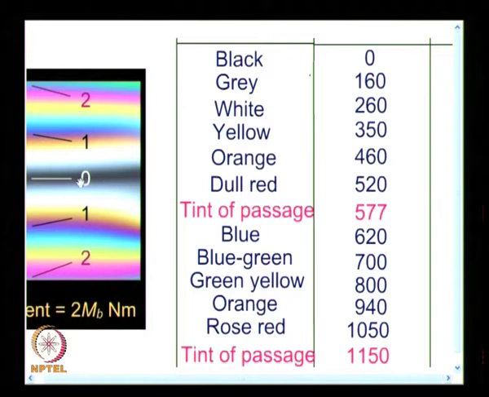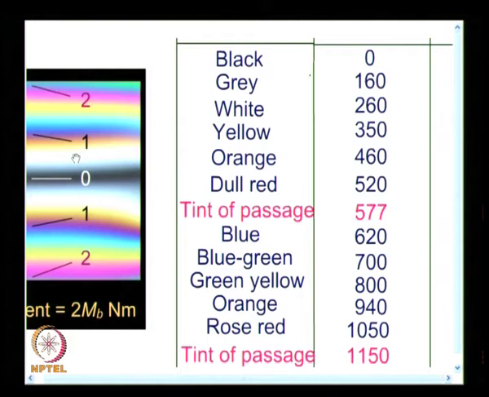From 0 to 1 you have a color sequence like this, and from 1 to 2 you have blue, blue green, green yellow, orange and rose red. So, if you are focusing on a particular point of interest, and we make some modification to the optical arrangement, the color sequence will tell you whether the fringe order increases or decreases at the point of interest.